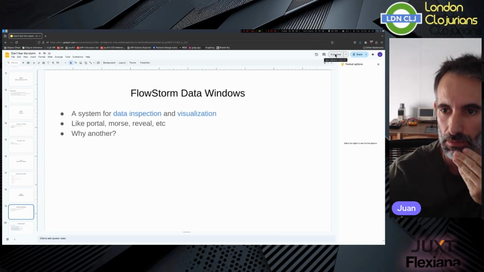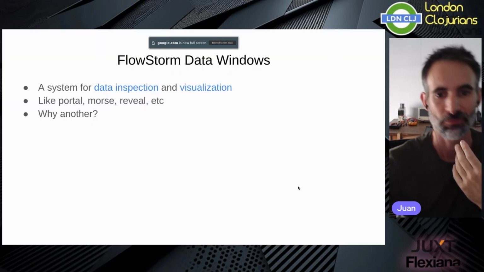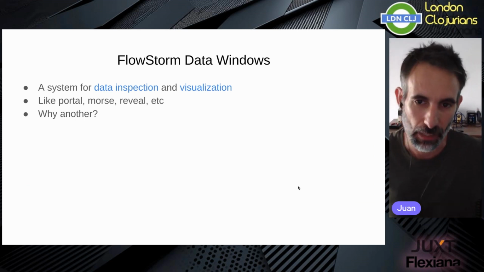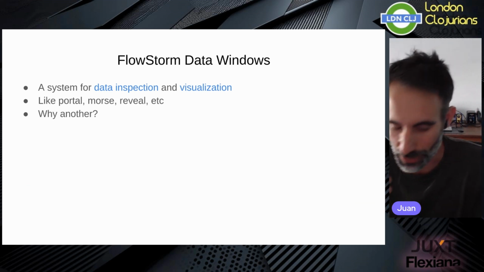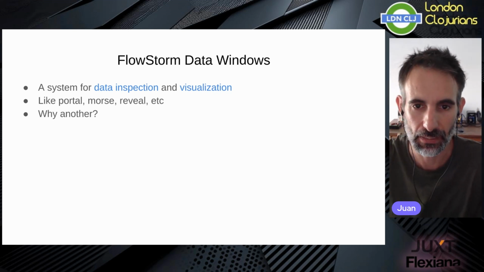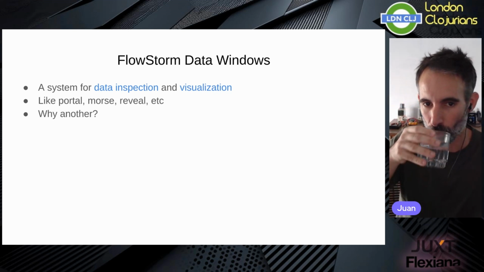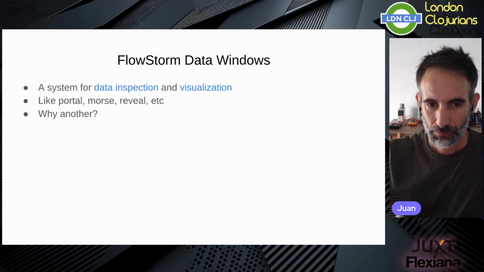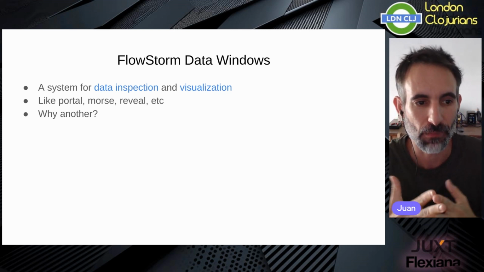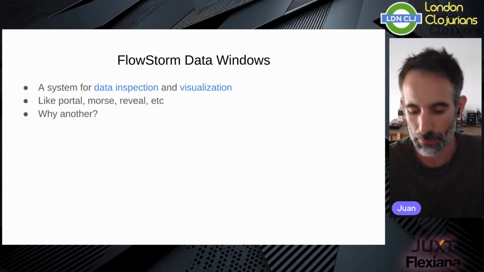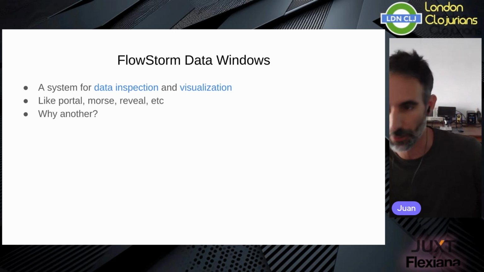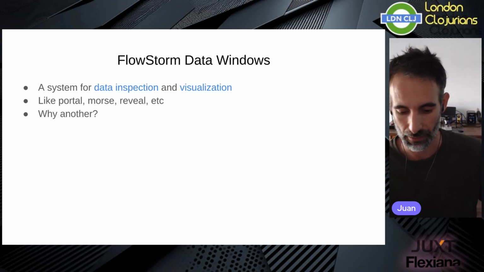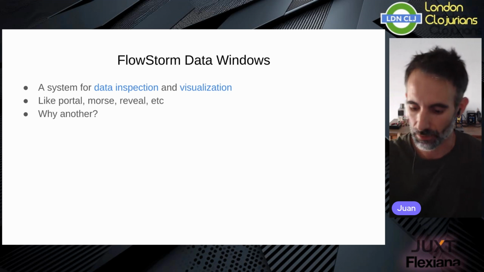Okay. Slideshow here. So now the last part of the presentation is about a new feature called data windows. It came up in FlowStorm 4. And data windows are a system for data inspection and visualization. It's kind of like Portal, Morse, Reveal, all these tools we already have. They are amazing. But why another?